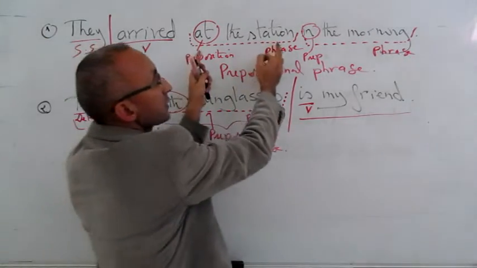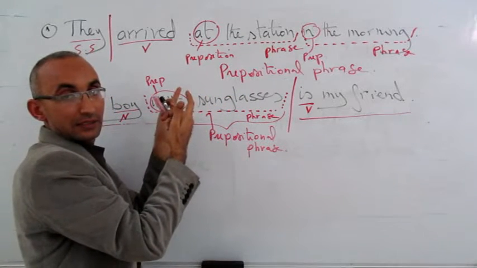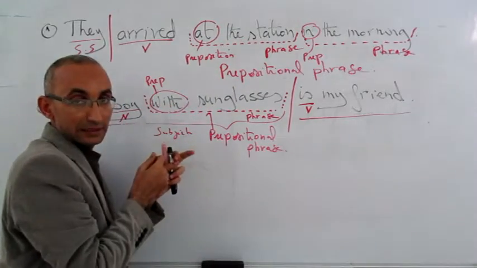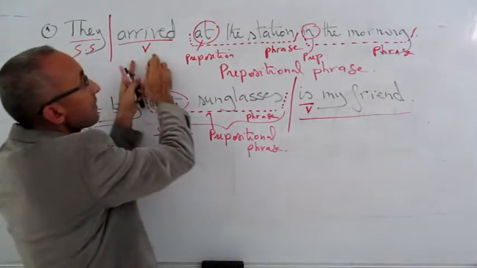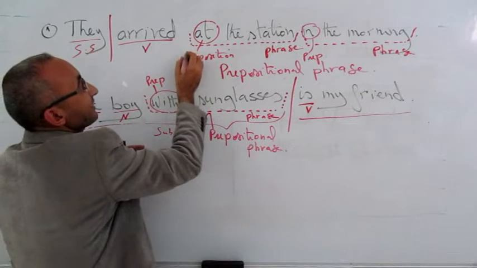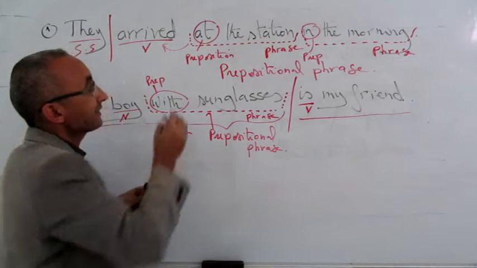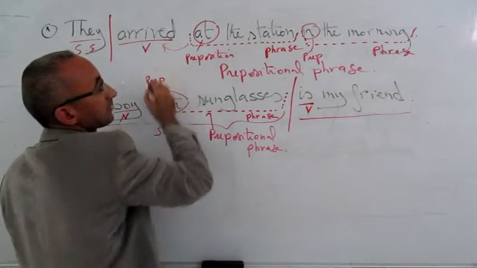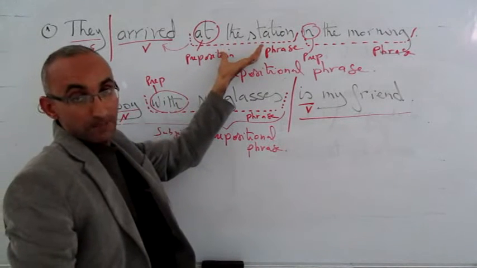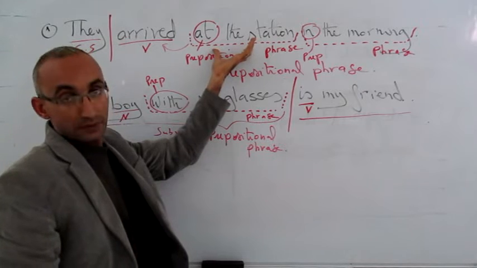Here at the station, this phrase indicates what? It indicates place. And the place is the answer of where. Clear? Answer of where. Arrived at the station. Now this phrase is what? Is related to the verb. Clear? And it's the answer of where. Alright. That's why this phrase acts as an adverb.